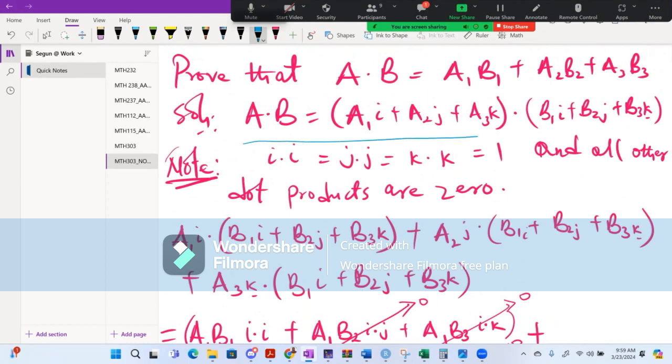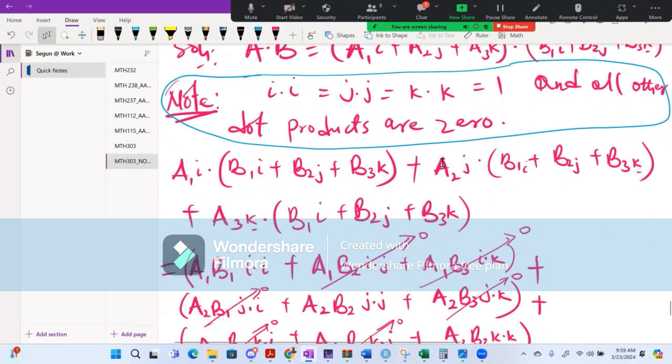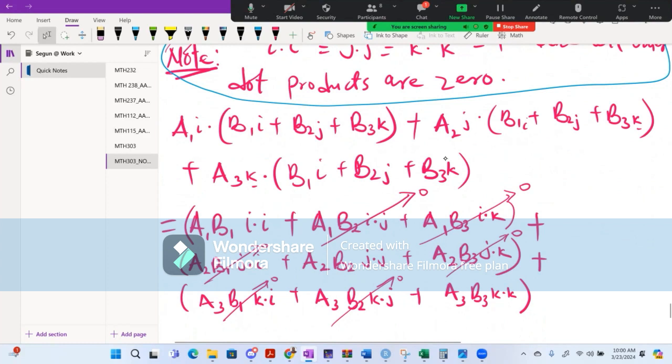This is the law. Write this one down in your note and circle it. The law says i.i equals 1, j.j equals 1, k.k equals 1, and all other dot products are zeros. Are you with me? Yes, sir. Now look at this. i.i is 1. Am I right? Yes, sir.